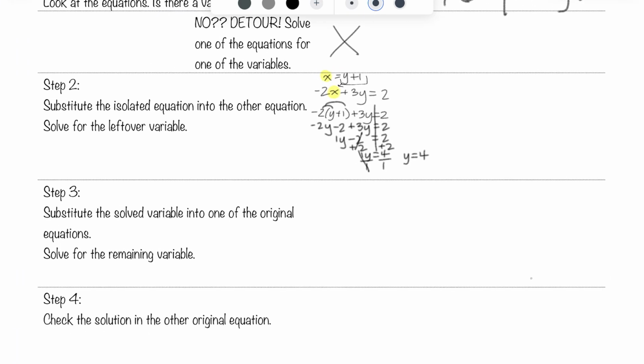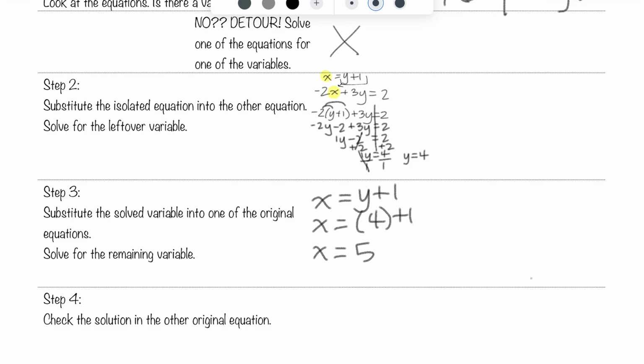Now I'm going to take that and substitute it back into one of the original equations. So I'm going to go with the one that's already isolated. So x equals y plus 1. I'm going to substitute that 4 in for the y and solve for x. This one's nice and easy. I'm just going to add 4 plus 1, and I get x equals 5.